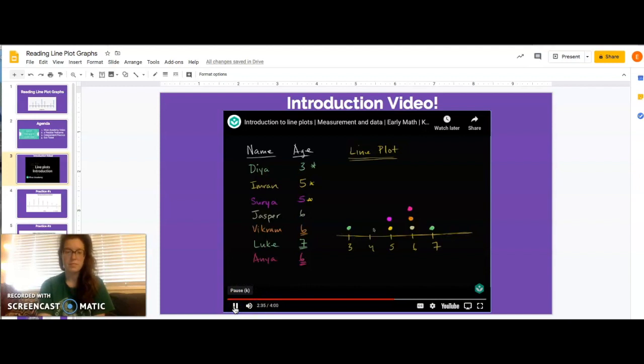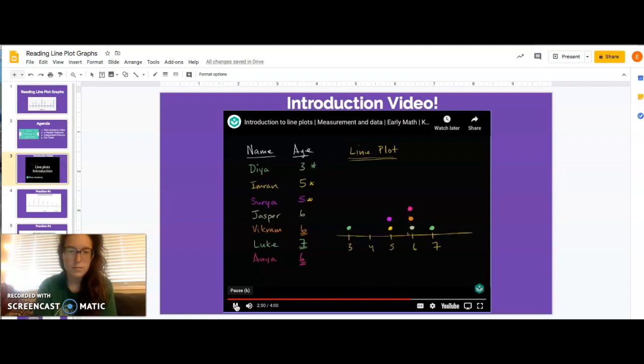It helps us look at, well, how many of each age do we have? It might be a little bit more confusing to just look at the table here. Because when you look at the line plot, it's very clear. Hey, look, there's no one here who is age 4. And look, we have the most people who are age 6.